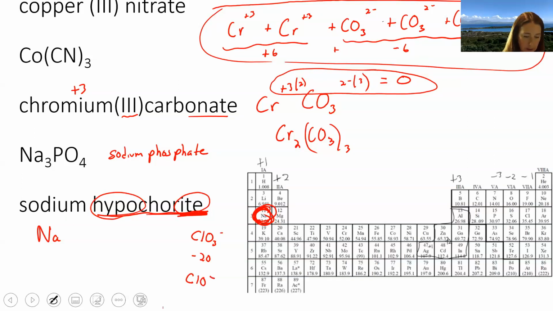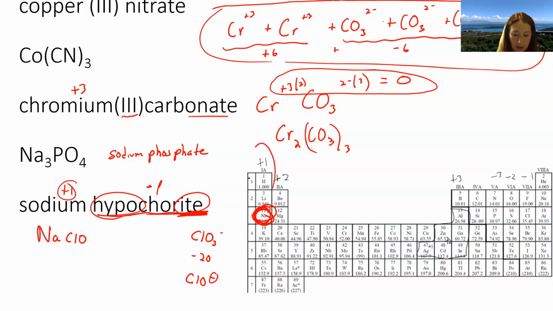This is a +1. This is a -1. So this is just ClO. I don't need to do anything with the ions because hypochlorite is a -1. Sodium is a +1, right? Because they're all +1s here. So the answer is just NaClO. Okay, another question. We'll just do this one really quick.